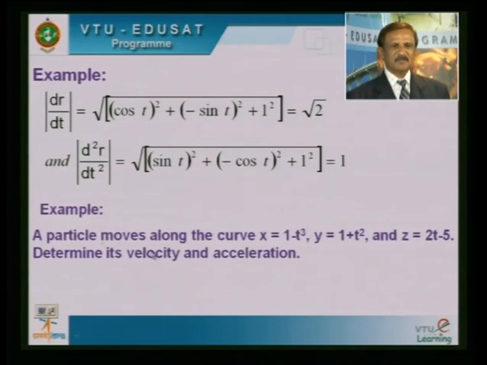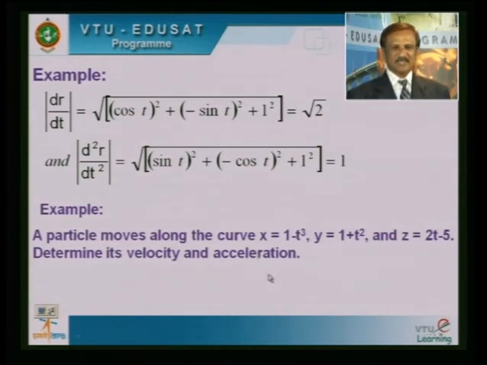Another example. Sometimes they may give vectors in this form. A particle moves along the curve x is equal to 1 minus t cube and y is equal to 1 plus t square and z is equal to 2t minus 5.